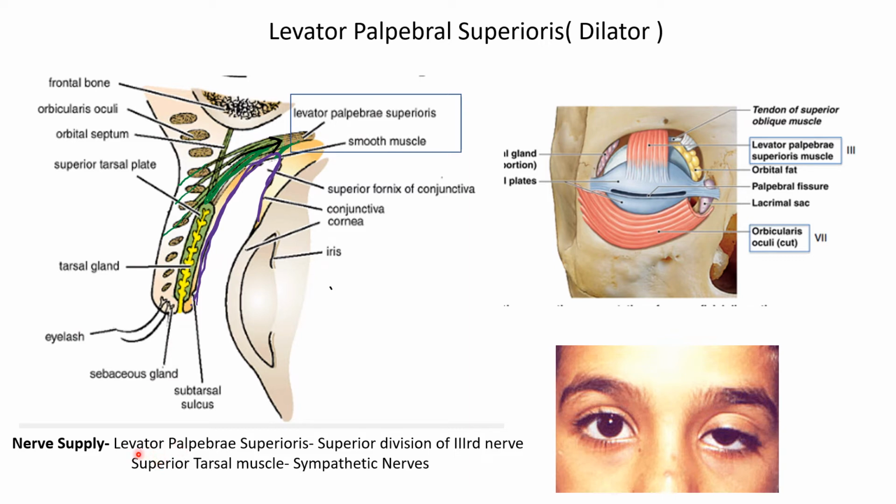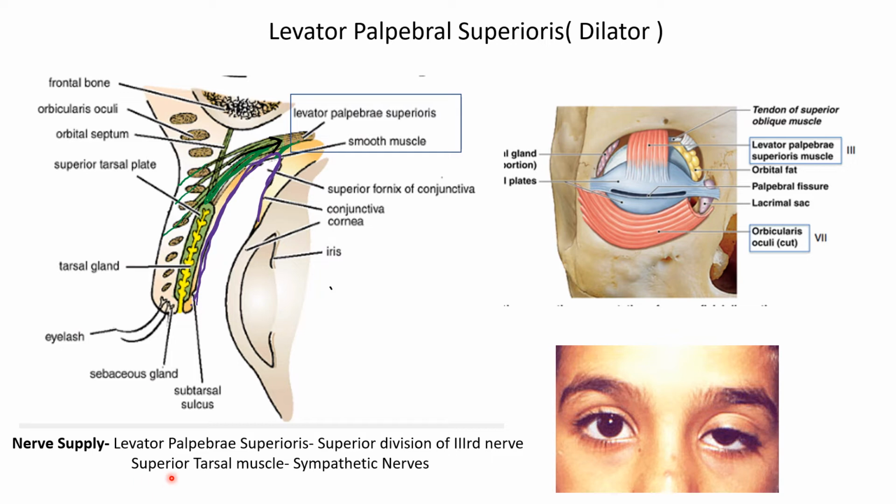Now the levator palpebrae superioris is supplied by the superior division of the oculomotor nerve. So that's the thing to remember. Rest of the muscles of the face we are going to supply by the facial nerve branches, but this is getting supplied by the third cranial nerve, which is the oculomotor nerve, because it's coming from inside the orbit.